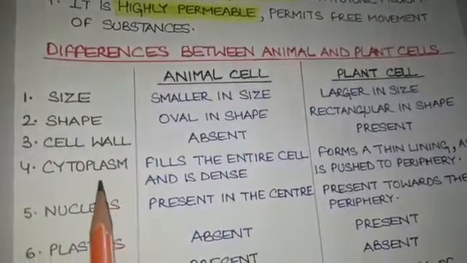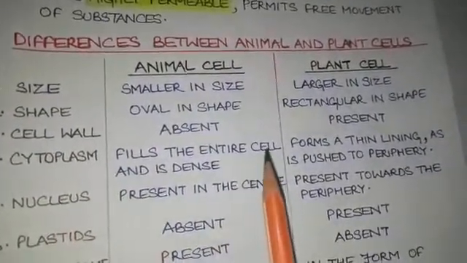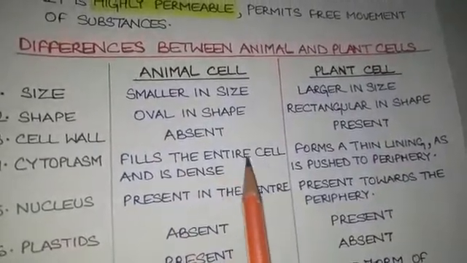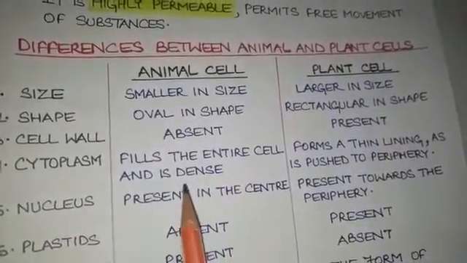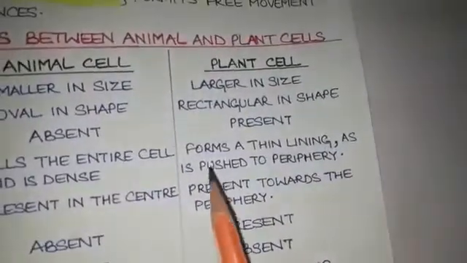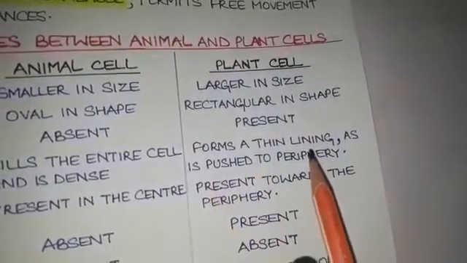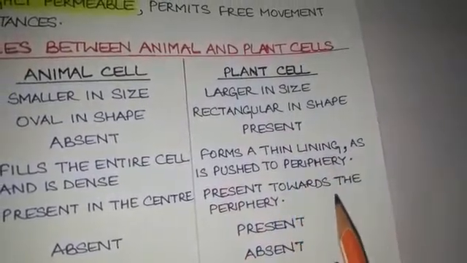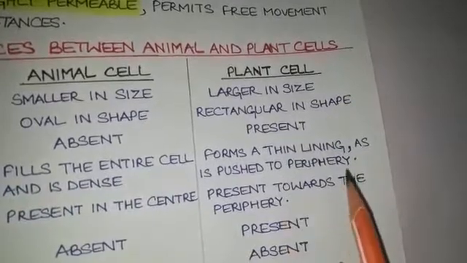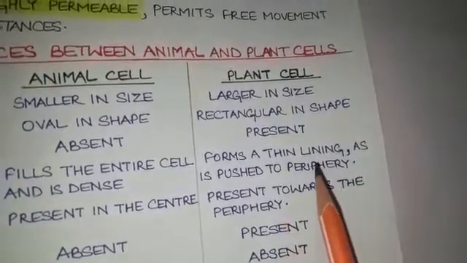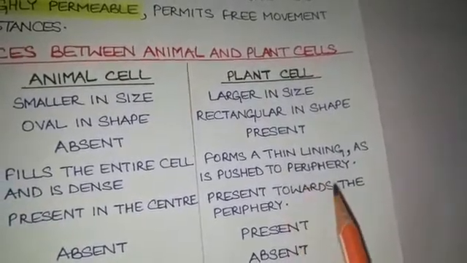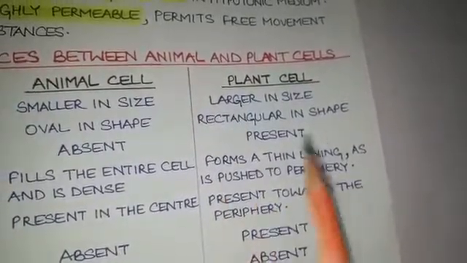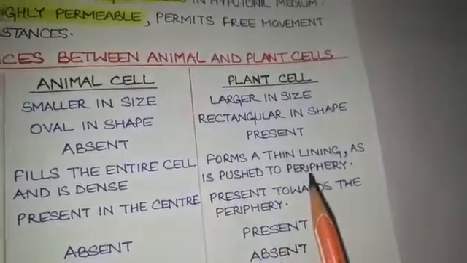The fourth characteristic is cytoplasm. In animal cells, the cytoplasm fills the entire space or entire volume of the cell and is dense. Whereas when we talk about plant cells, usually it forms a thin lining and is pushed towards the periphery. Periphery means the boundary of the cell. Why? Because most of the volume of the cell in plants is occupied by the vacuole, which pushes the cytoplasm towards the periphery or the boundary.